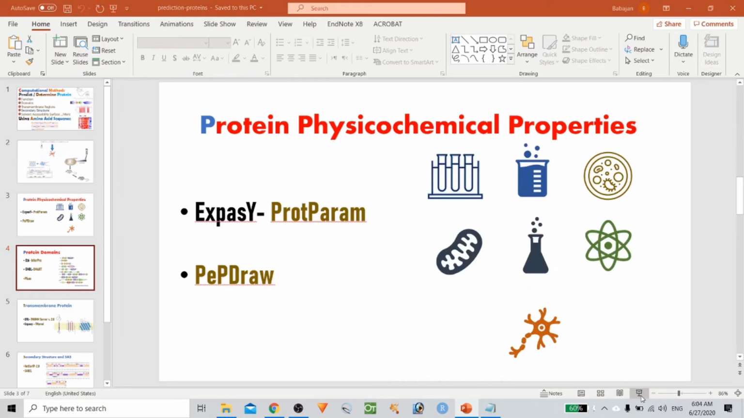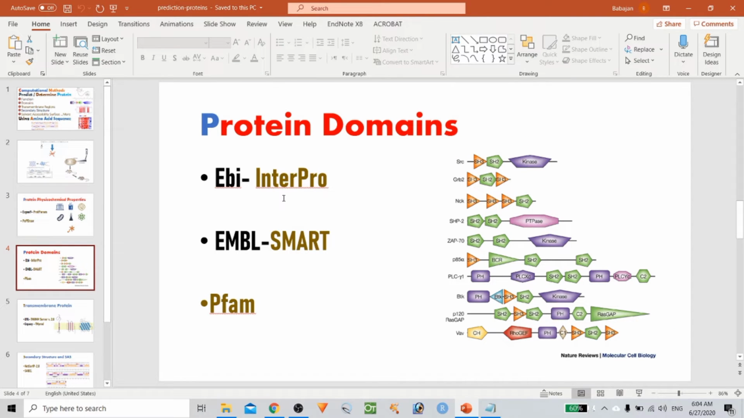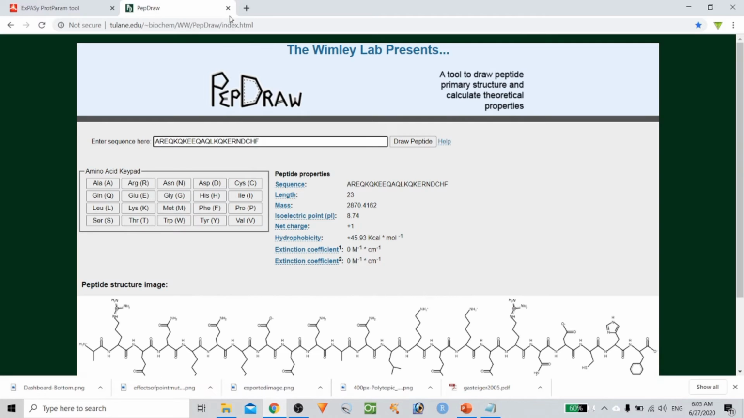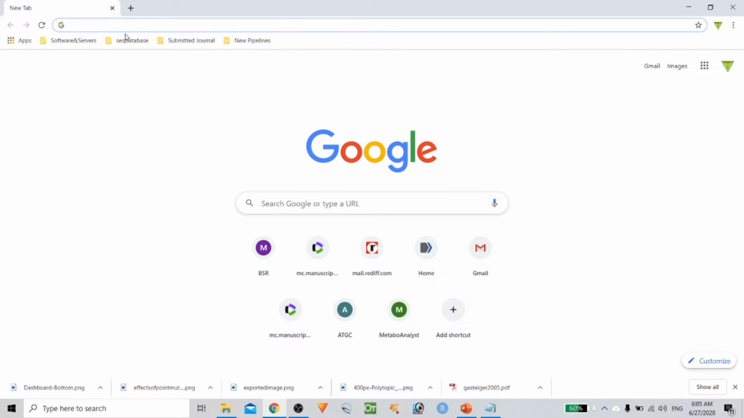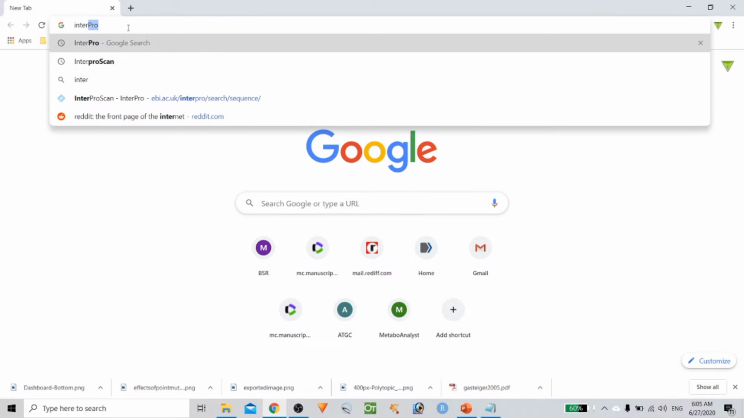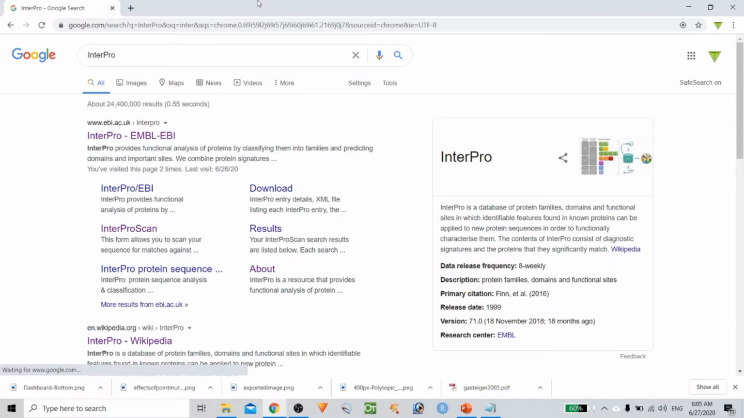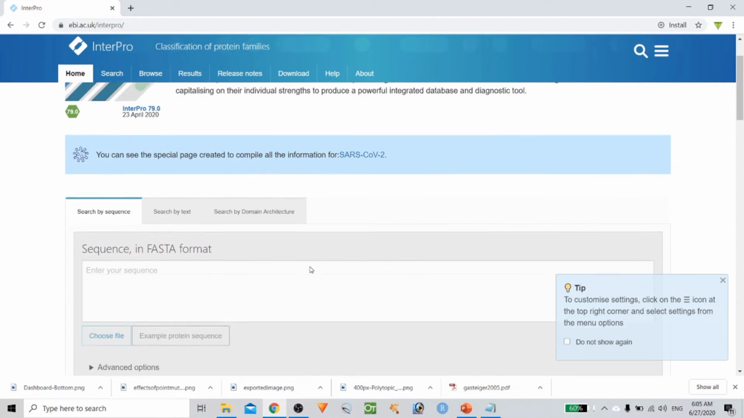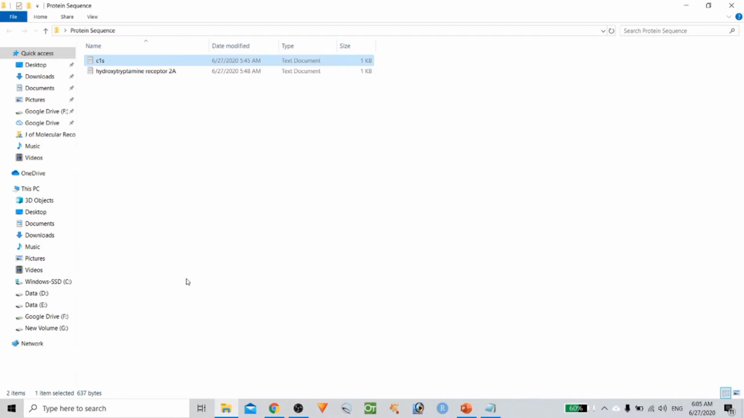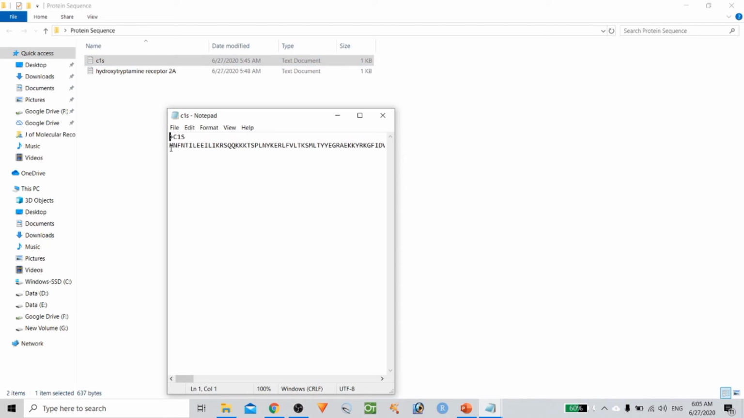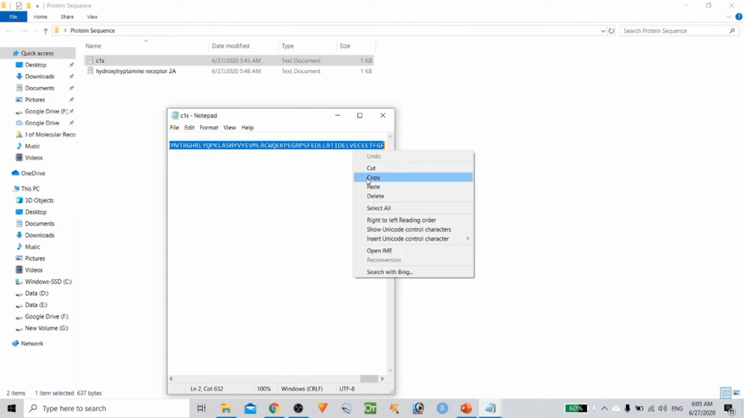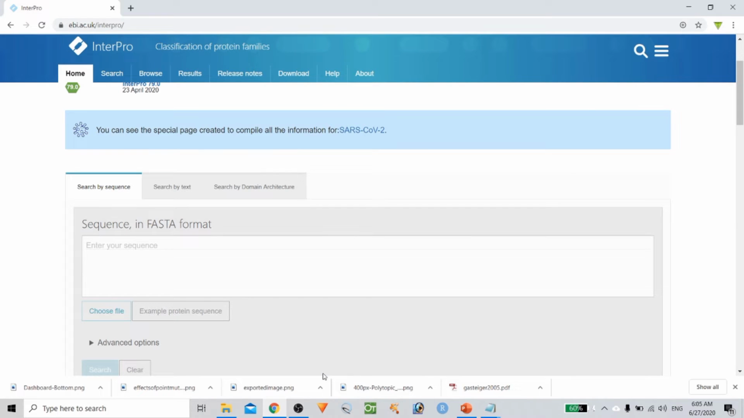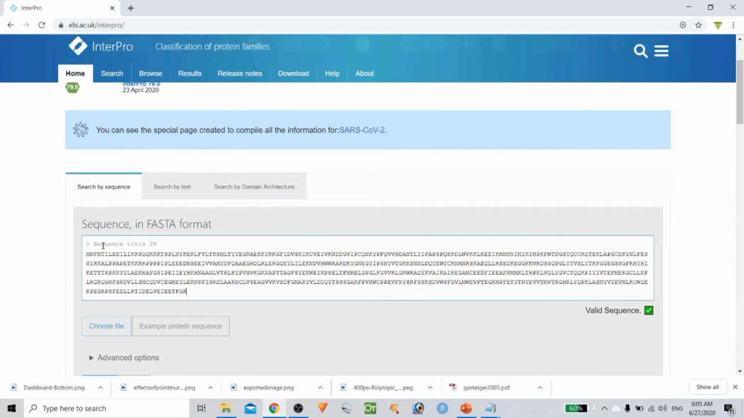Let us go back to the tool. We are going to check three different tools: InterPro, SMART, and Pfam. Here I'm going to close this one. InterPro, it's EMBL-EBI. Here it is very simple, and it's not going to be anything complicated for you. You have to provide only a single letter amino acid sequence. Here I copied the sequence, the same sequence I'm going to use. Paste.